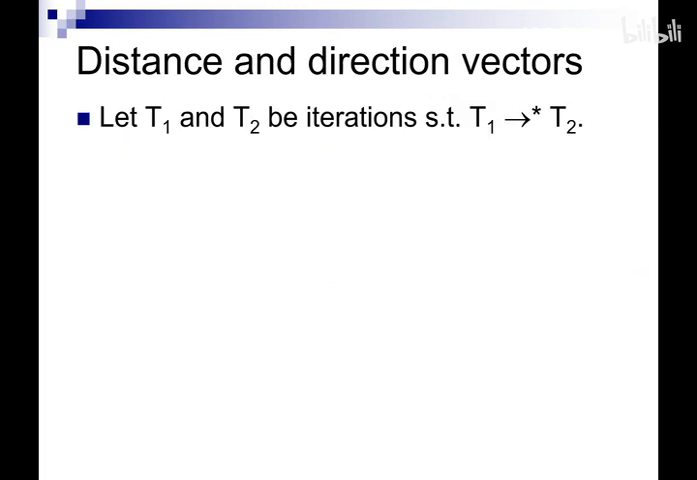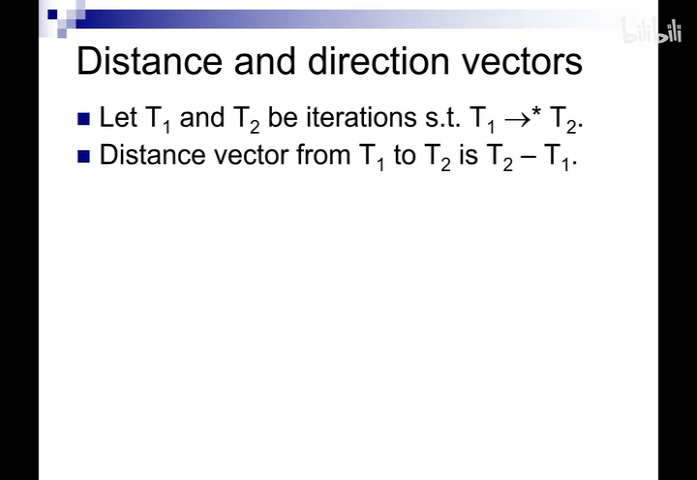So to talk about that, I'm first going to introduce some notation. I'm going to introduce this thing called distance and direction vectors. Let T1 and T2 be two different iterations, and suppose that there's some sort of dependency from T1 to T2. We don't care what kind of dependency.